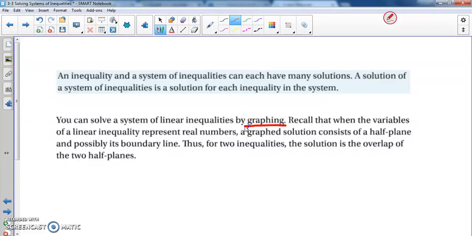Recall that when the variables of a linear inequality represent real numbers, a graphed solution consists of half a plane and possibly its boundary line. So that's when we picked a test point and shaded one half of our coordinate plane. So for two inequalities, the solution is going to be the overlap of the two half planes. Where both of our solutions overlap will be the solution to the system.